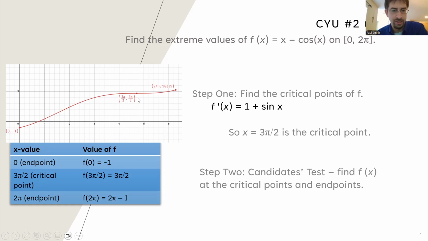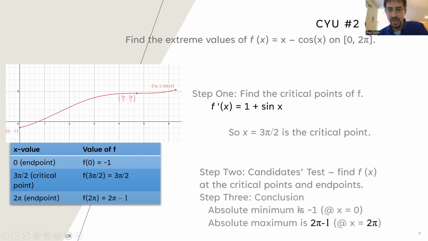And of course, we can see this in our picture right here. You don't always have the graph to go by. All right, so our absolute minimum is -1 at x is equal to 0, and our maximum is 2 pi minus 1 at x is equal to 2 pi.